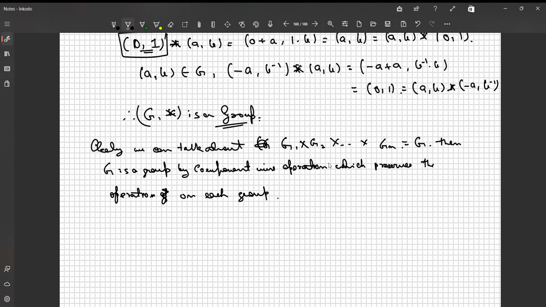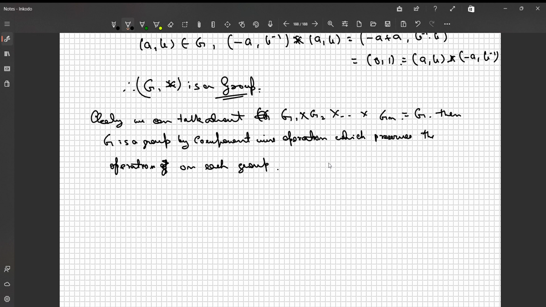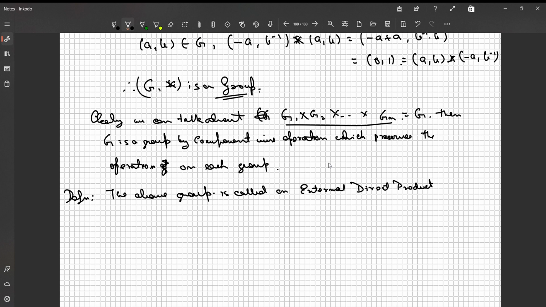So this is what we call an external direct product of n groups. So this is defined as, let me just give the definition. The above group, that is, I am specifically talking about this group, is called an external direct product of the groups G1 till Gn with respect to the above defined operation, right?